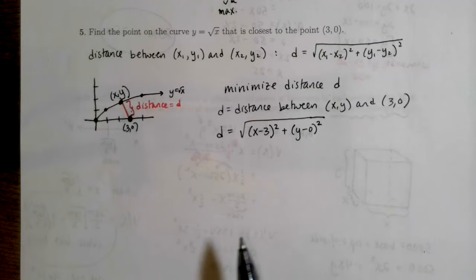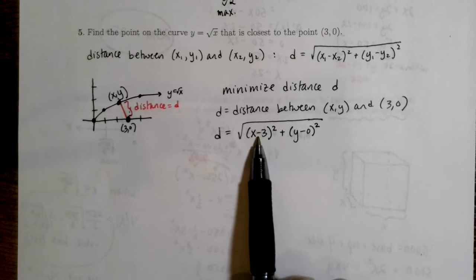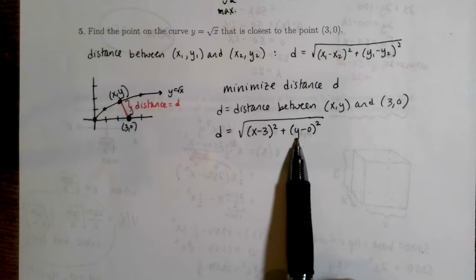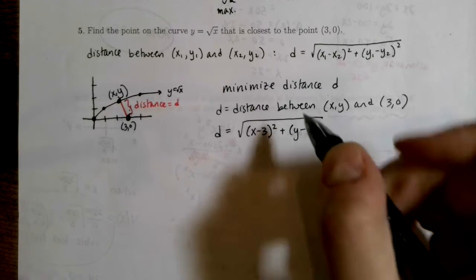Okay, so you may notice there is a little bit of simplifying we can do. At some point, we'll have to square out (x minus 3) squared. But right now, we can at least tell y minus 0 is just y. So all this is just y squared.